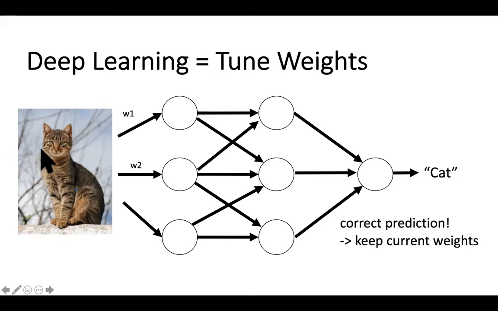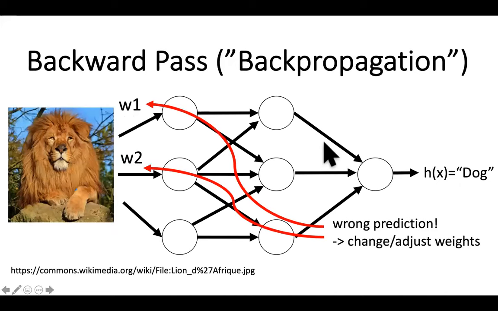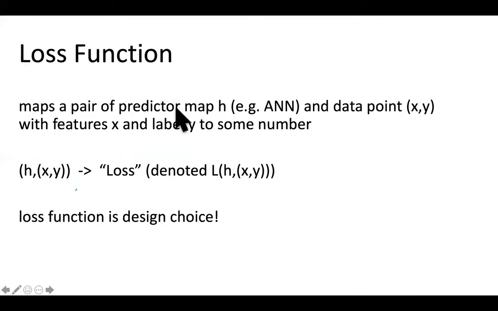So let's say we obtain for this particular data point with these features the label cat, and this is true. But there's another data point. We apply the predictor map to another data point, which is clearly a lion, but it predicts dog. So there's an error. And the loss function is just a precise way to measure the error.